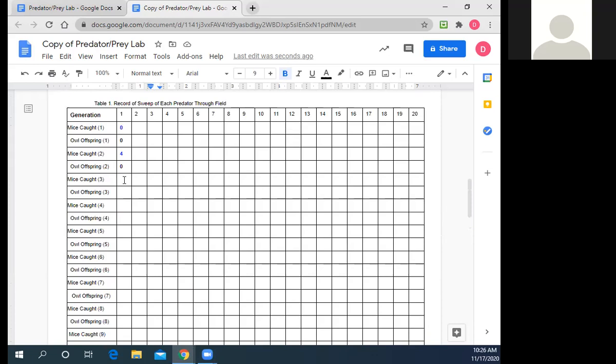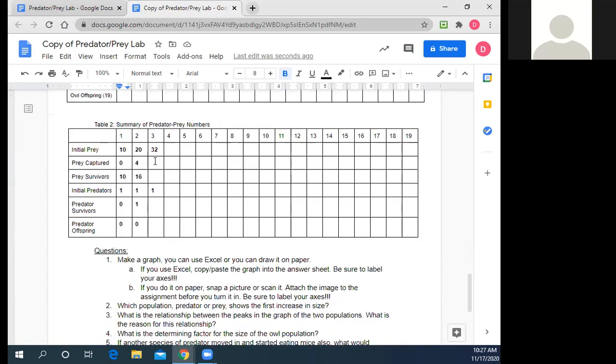So we found mice caught 3, and we're going to do the exact same thing. We got 1 pass through, not looking, we scoop, and we see this owl did pretty well for himself. 2, 4, 6, 7 mice. So mice caught, 7. Number of owl offspring, 1. It caught at least 5, so it survives, and it gets to make 1 baby. So now we scroll down. Prey captured, we can say 7. Prey survivors, 25. Predator survivors, 1. Predator offspring, 1.